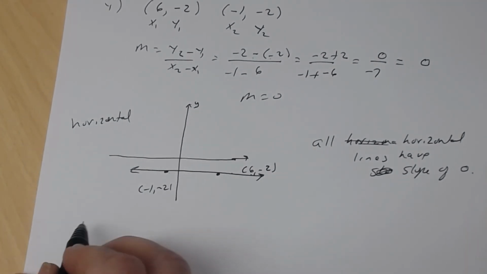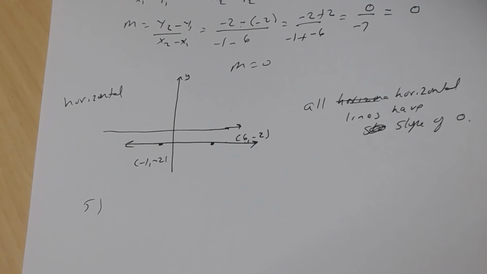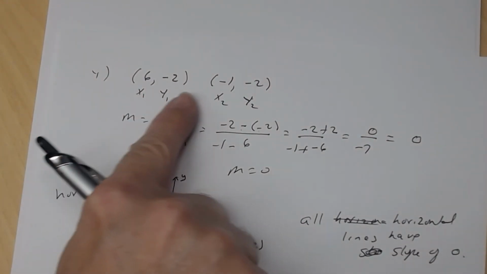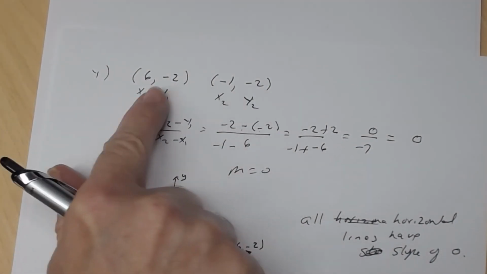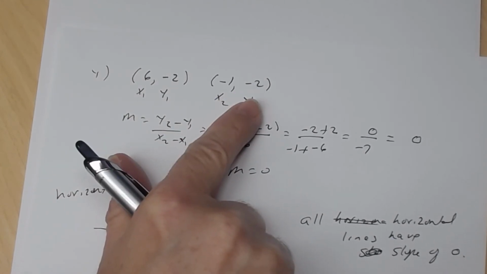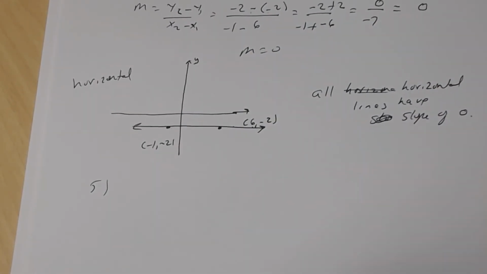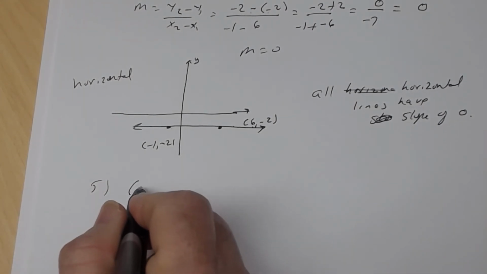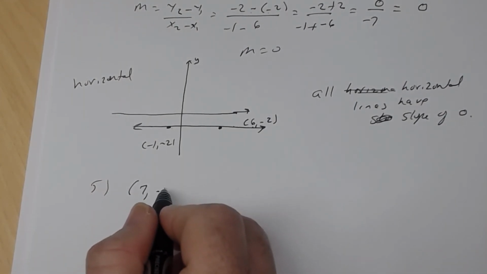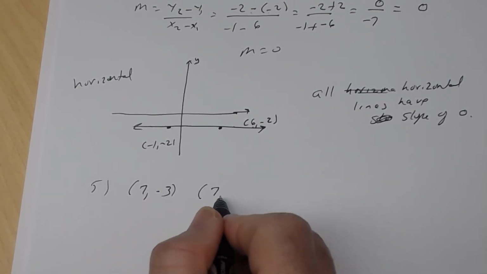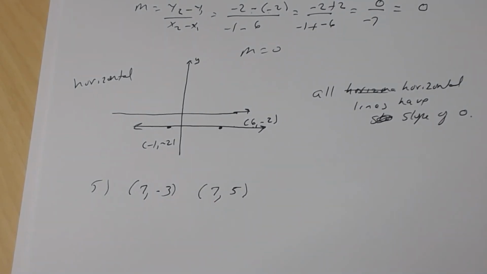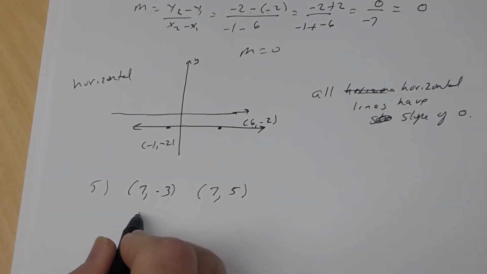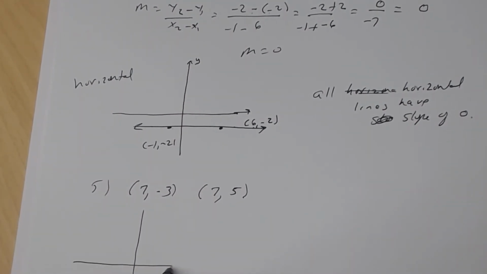Okay? All right, let's look at number 5. Suppose we had this. Now remember in the previous problem, the y values were the same. But what happens if the x values are the same? So let's suppose we had 7, negative 3, and 7, 5. Now, before we go on, I want you to graph these 2 points to see what kind of line we get. So again, notice that the x coordinates are the same.